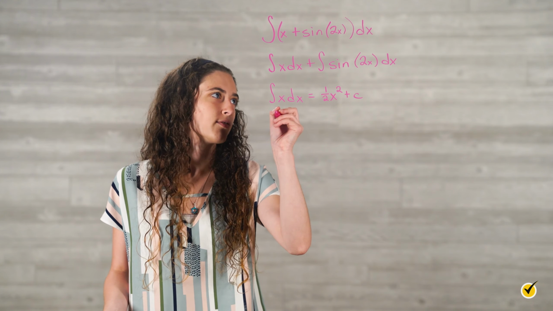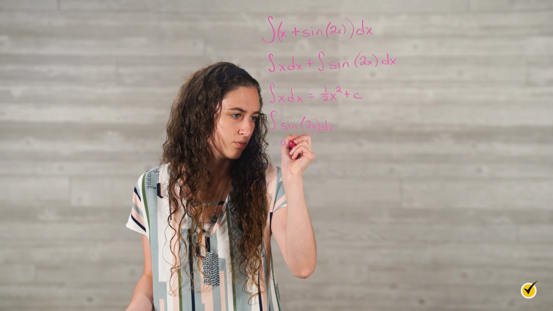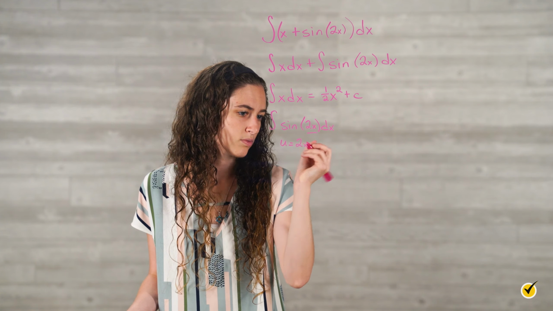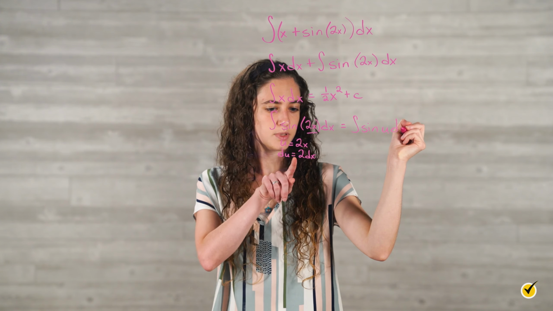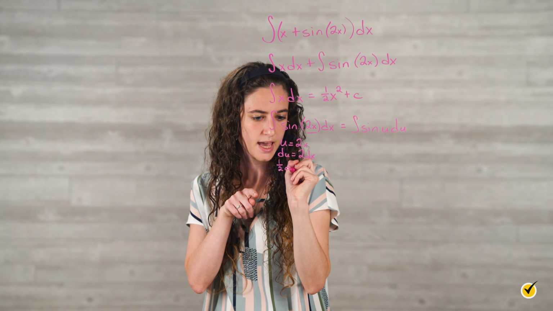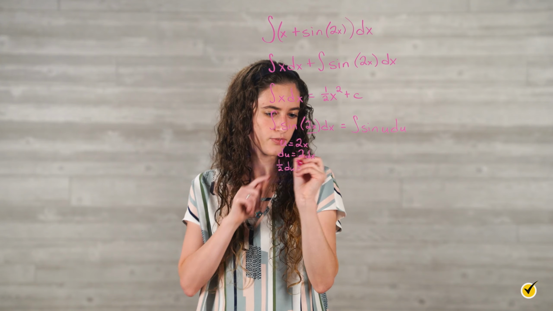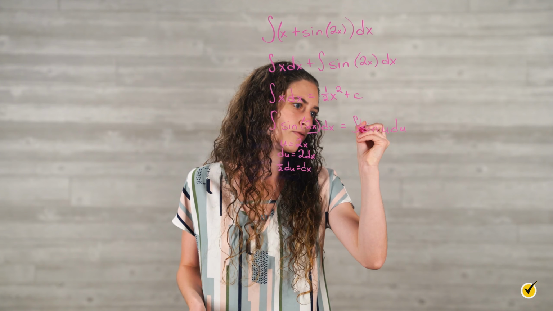So if we have the integral of sine 2x dx, and we call 2x our u, then du is equal to 2 dx. So this will be equal to the integral of sine of u times du, but we're actually going to have to do 1/2 du to get it to be equal to dx. We just divided by 2 on both sides. And since we have a dx here, that's what we're going to want to do. So we're going to write 1/2 right here.